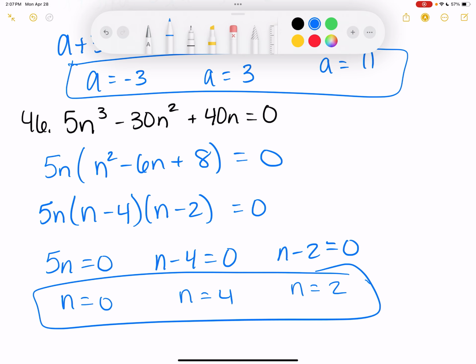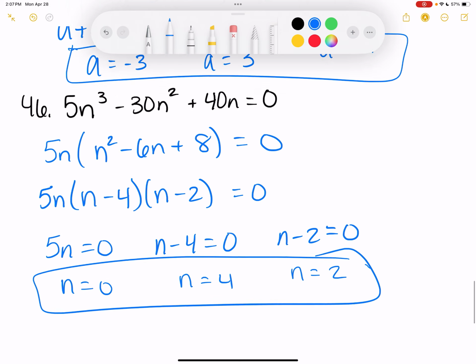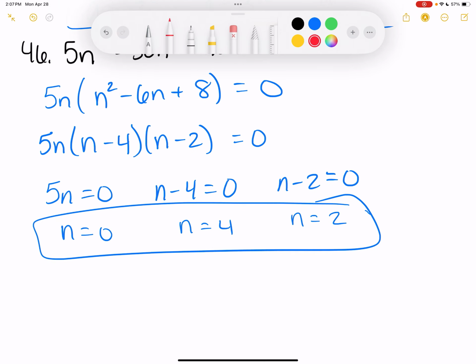Any questions about this? So for the part where you went to the n minus 4 times n minus 2, did you just factor, like negative 4 times negative 2 equals positive 8? Yeah. Because this was factors of 8 that give me negative 6. And they were negative 4, negative 2.